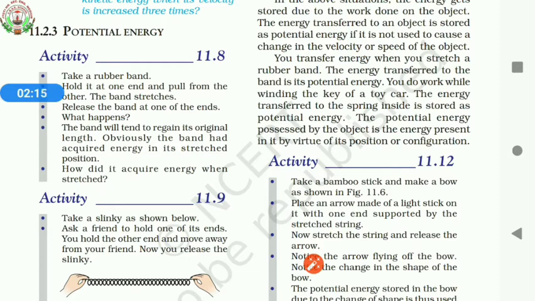Potential energy of an object is the energy possessed by it by virtue of its position or configuration. I'll repeat. Potential energy of an object is the energy possessed by the object by virtue of its position or configuration, means different shapes. For example, a brick lying on the roof of a house has potential energy due to its higher position.